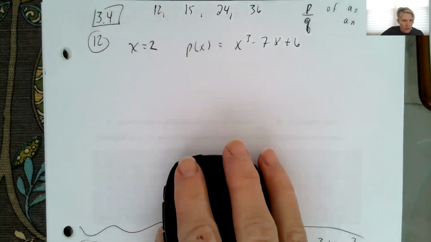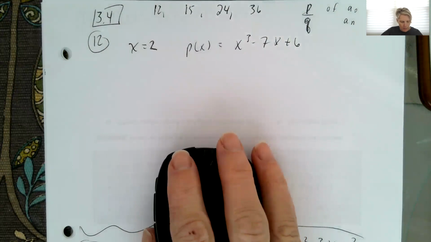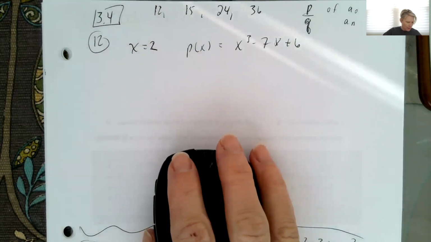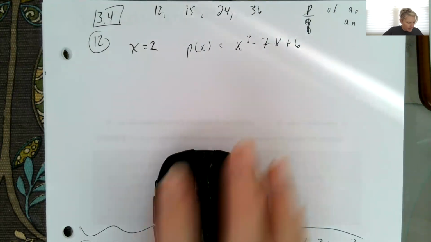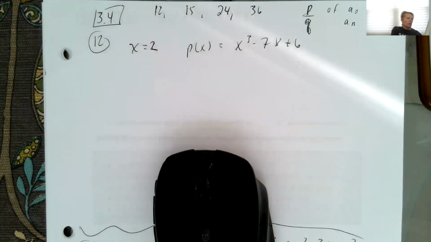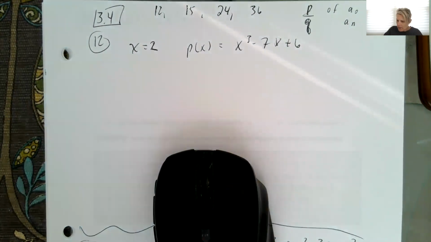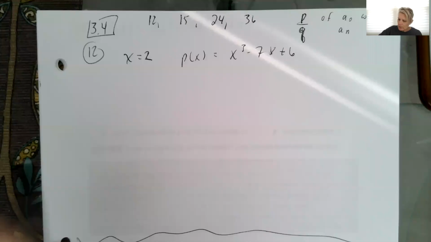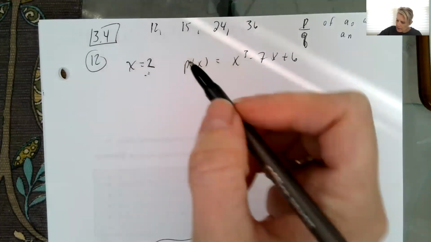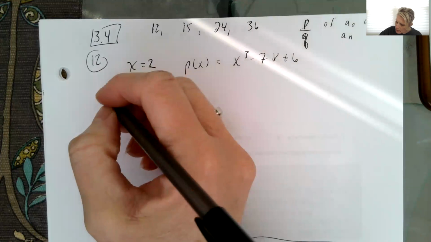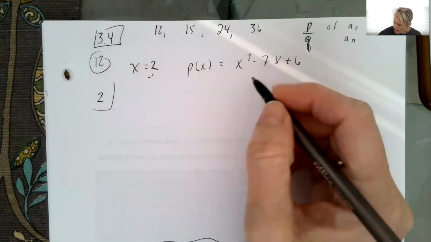Okay, so let's start with question number 12 on page 265. It says, show that the given value of x is a zero of the polynomial. Use a zero to completely factor the polynomial. So I'm going to use x equal to 2 as a factor. And I am going to use synthetic division.